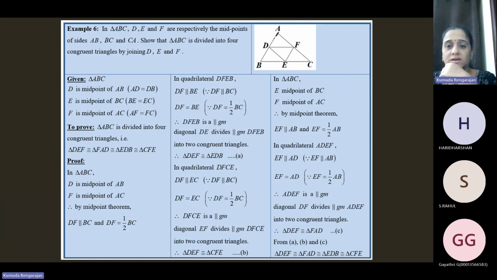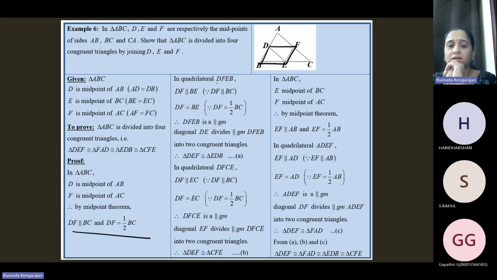So take up the triangle ABC. In triangle ABC, D is the midpoint of AB, F is the midpoint of AC. Therefore, by the midpoint theorem, DF is parallel to BC and DF is equal to half of BC. So now take up the quadrilateral which you want to prove is a parallelogram. You can start with any one, but since we've got these results, we'll take up this quadrilateral.